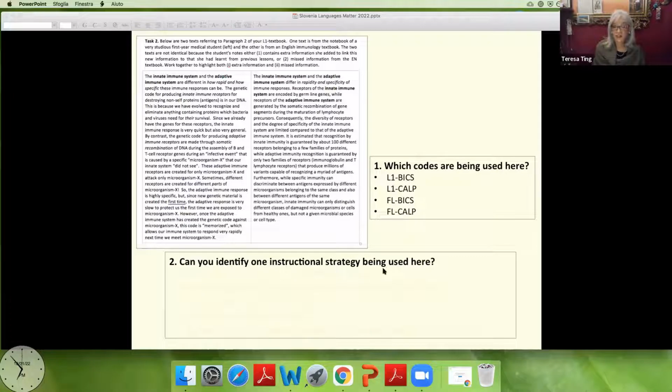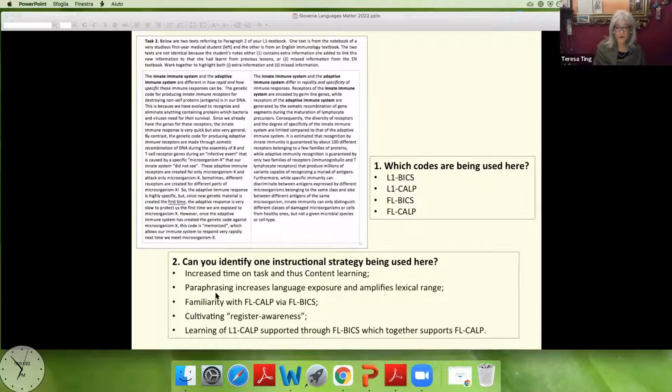And what is one instructional strategy being used? Increase time on task and thus content learning. Paraphrasing increases language exposure, amplifies lexical range. Familiarity with foreign language CALP versus foreign language BICS. So they're beginning to understand registers. These are students' notes. These are textbooks, textbook language.